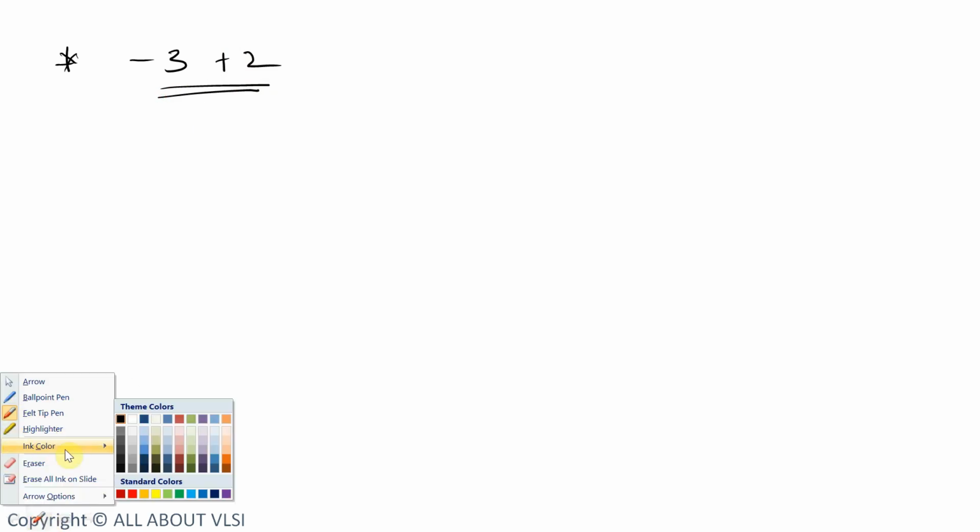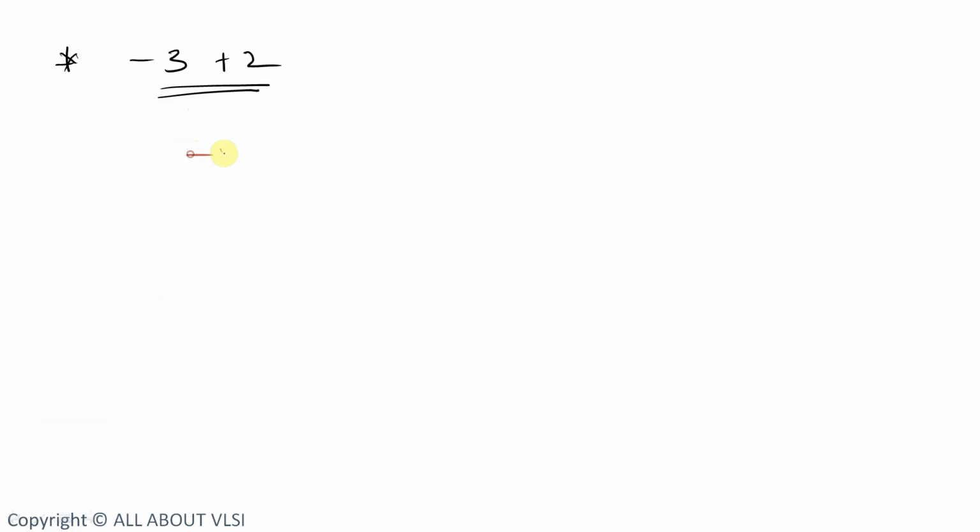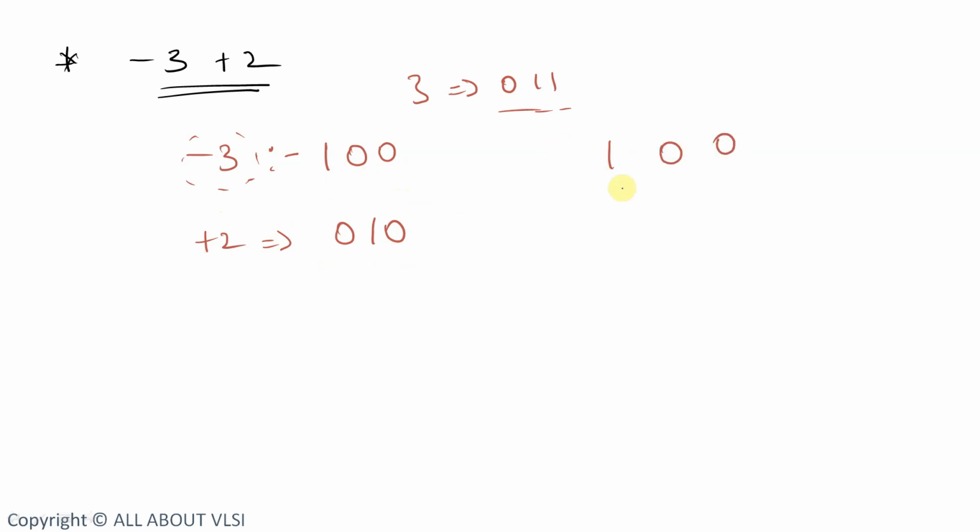Now let's see one more case. Let's say we have minus 3 plus 2. If I want to perform minus 3 plus 2, how am I going to perform this addition? Let's see this example. How do I write minus 3? 3 is nothing but 011, and I want to perform 1's complement on this. So that will become 100. Plus 2 is nothing but 010. I am going to add 100 and 010, so that is nothing but 110.